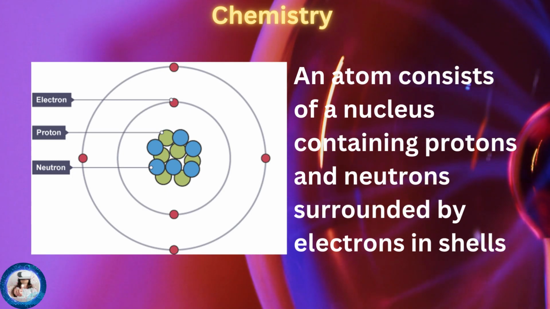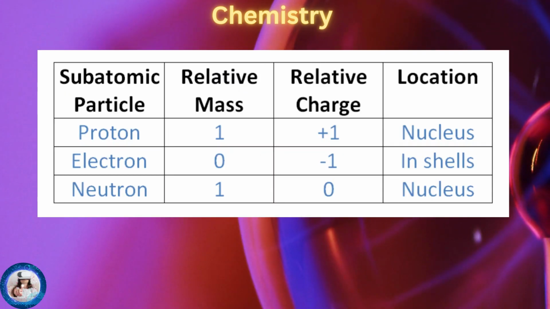At GCSE level, we say that an atom consists of a nucleus containing protons and neutrons and is surrounded by electrons in shells. You need to be able to recall the information shown in the table about subatomic particles. So how does the mass of each of those subatomic particles compare with one another? That's what we mean by relative. How about how their charge compares with one another and where each of those subatomic particles are found?